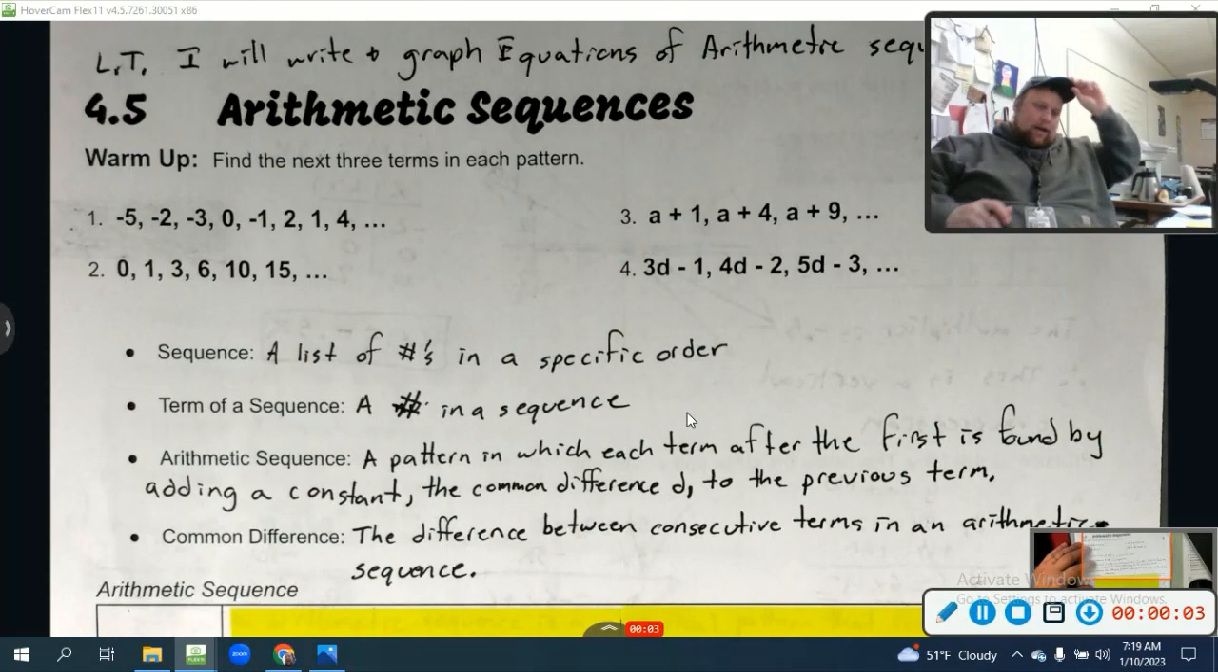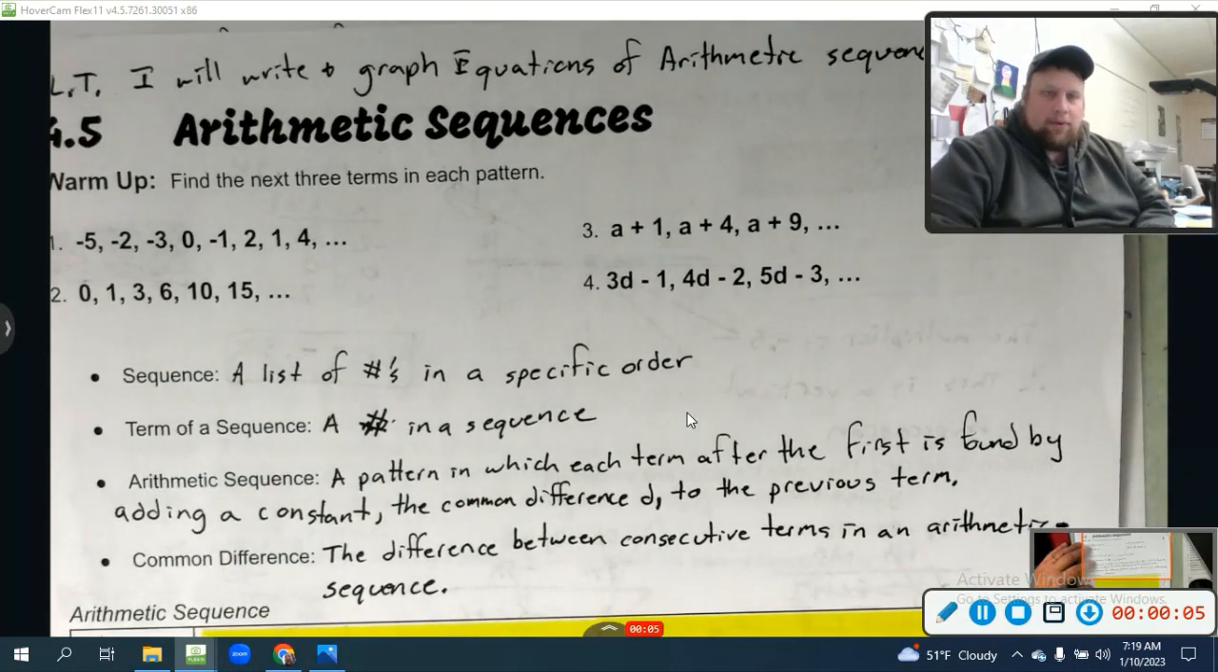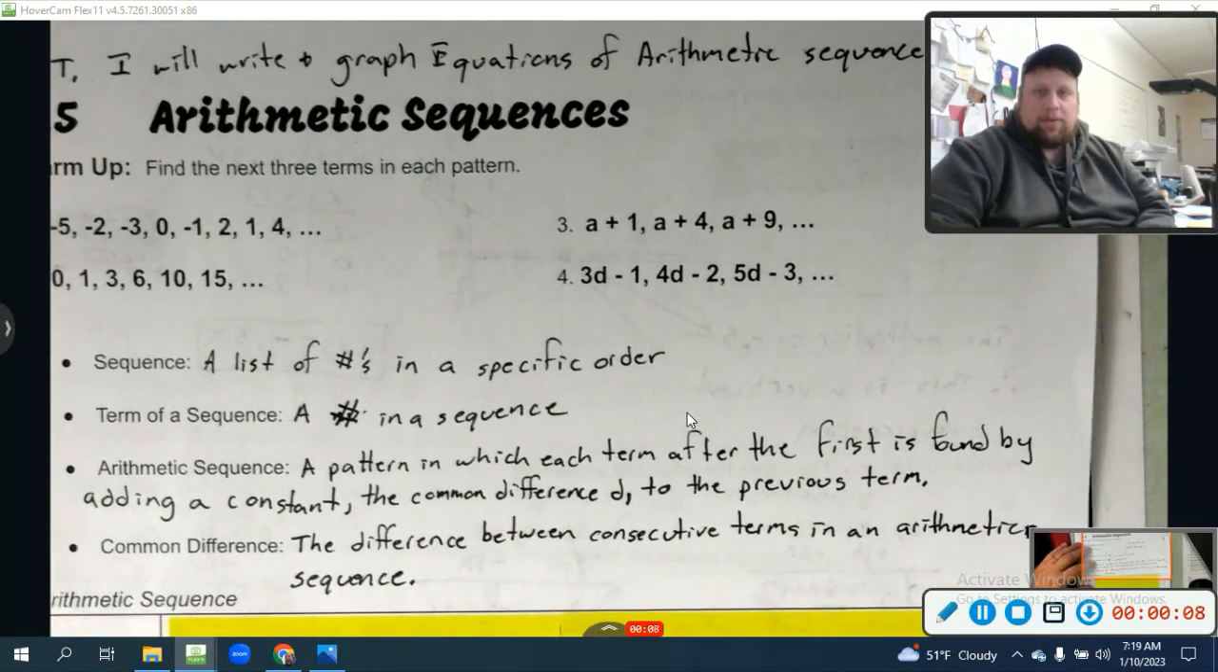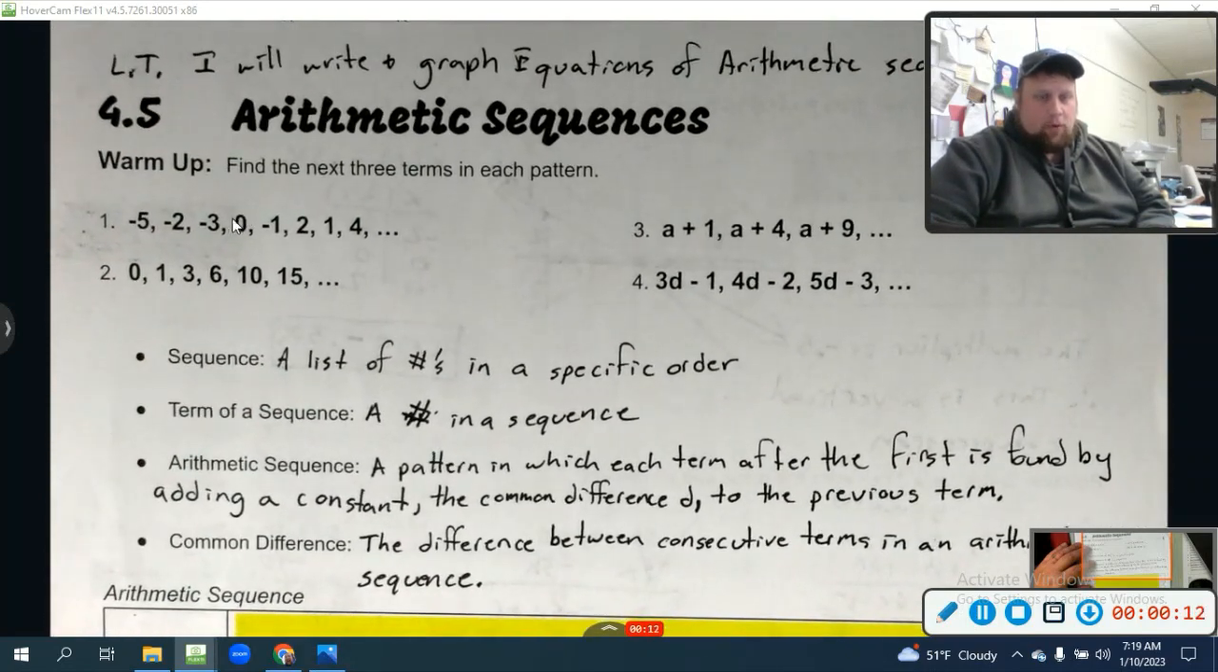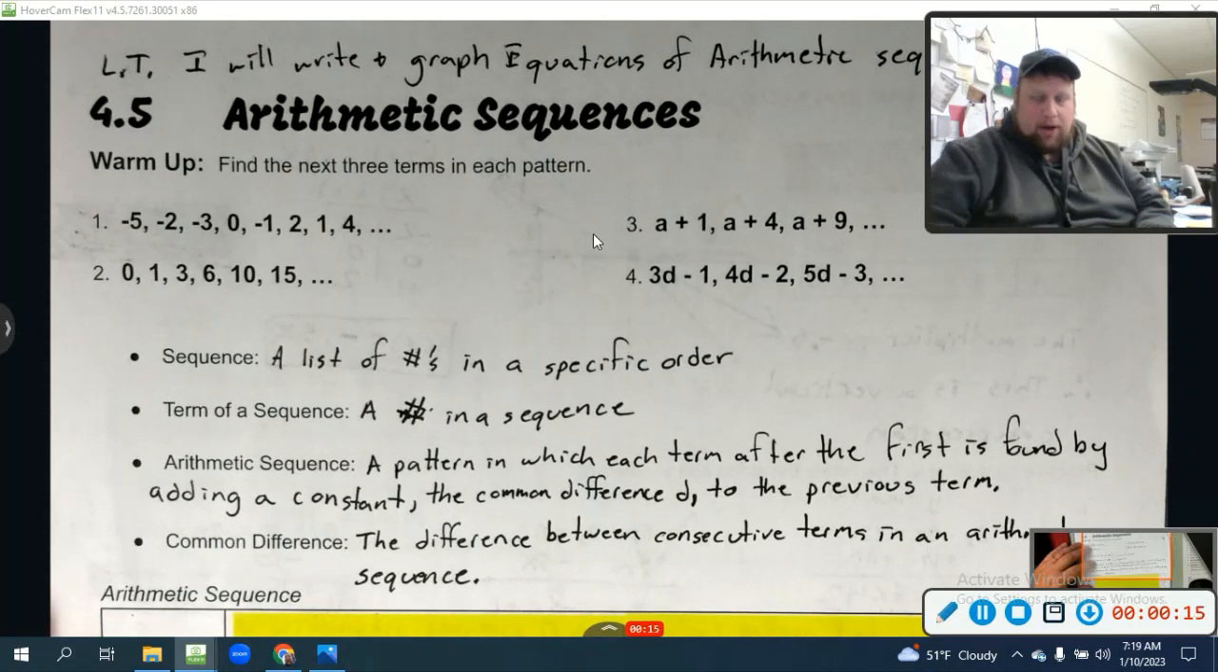All right, this is 4.5 arithmetic sequences. I will write and graph equations of arithmetic sequences as your learning target. Please go ahead for the warm-up. Find the next three terms in each pattern.